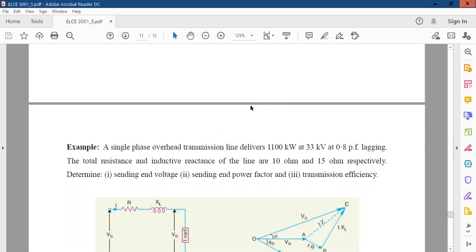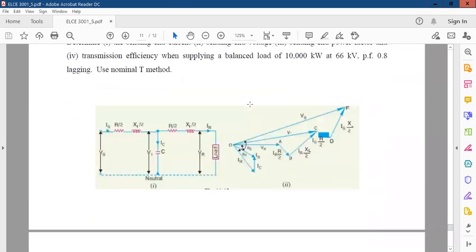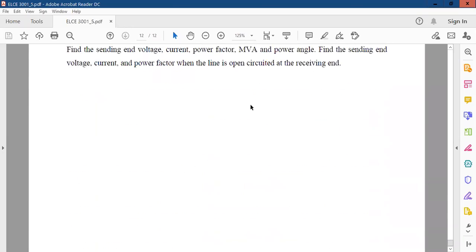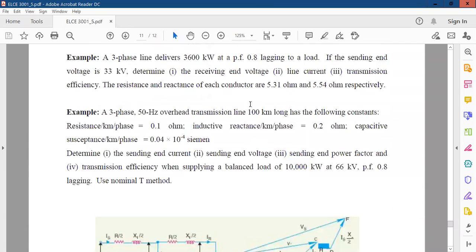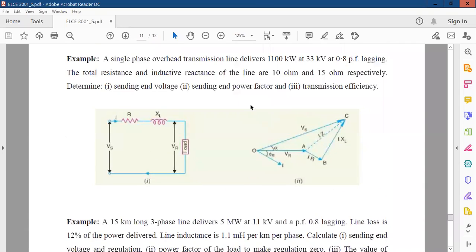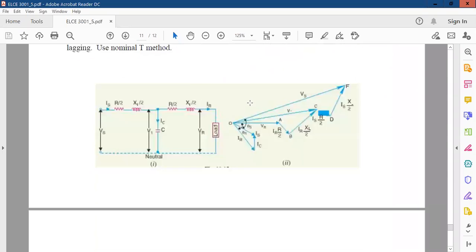Because of your quiz, let's stop here. In the final or next lecture, we will try to solve as many examples as possible. All these examples are homework for you. We may give a quiz about these examples, so you have to study.